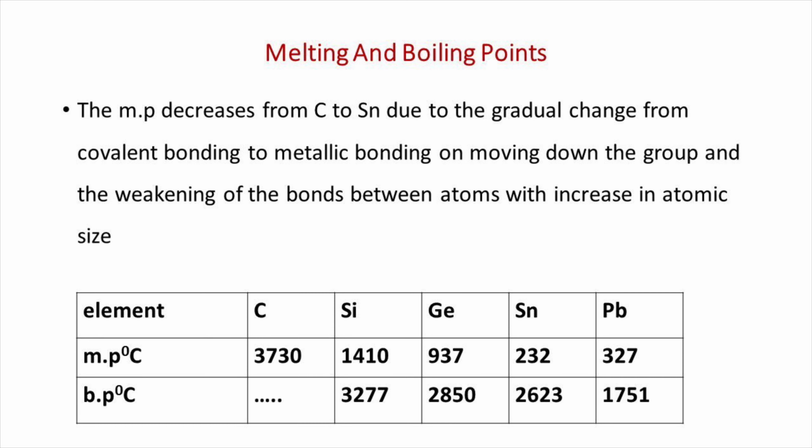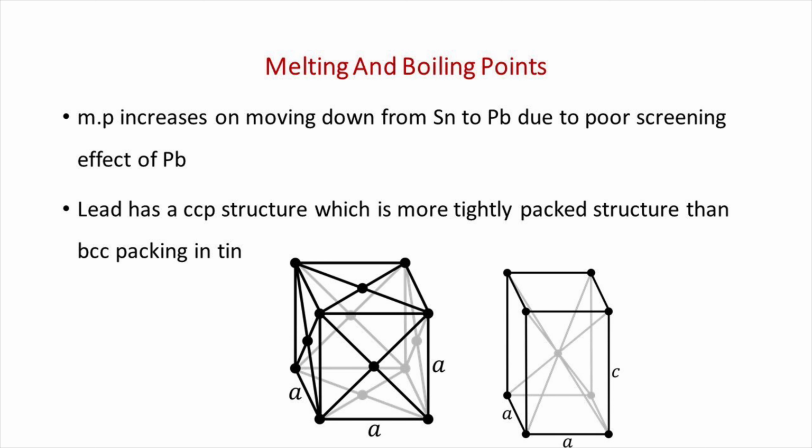On seeing the table, it is clear that the variation of melting points is not regular. The melting point decreases from carbon to tin due to the gradual change from covalent bonding to metallic bonding on moving down the group and the weakening of the bonds between atoms with increase in atomic size. Melting point increases on moving down from tin to lead due to poor screening effect of lead. Lead has a cubic close packed structure which is more tightly packed than the body centered cubic packing in tin.